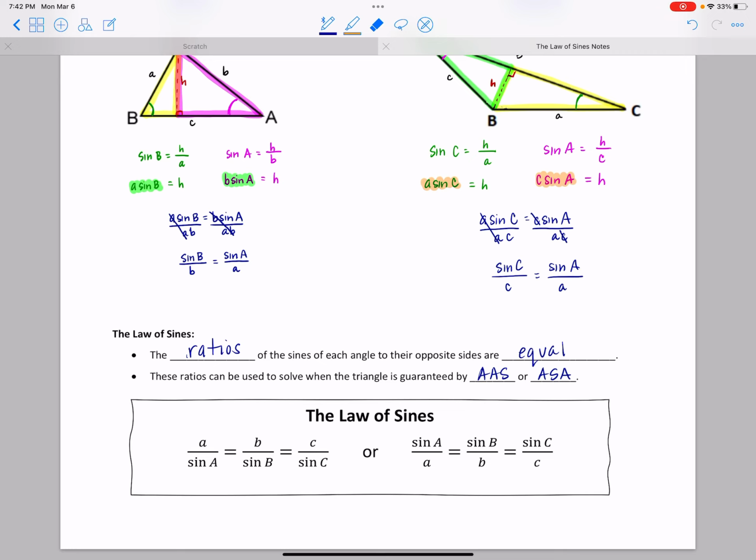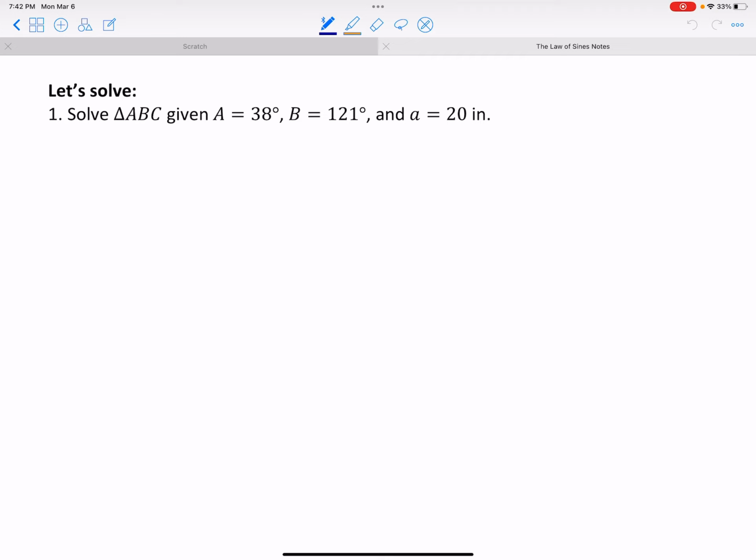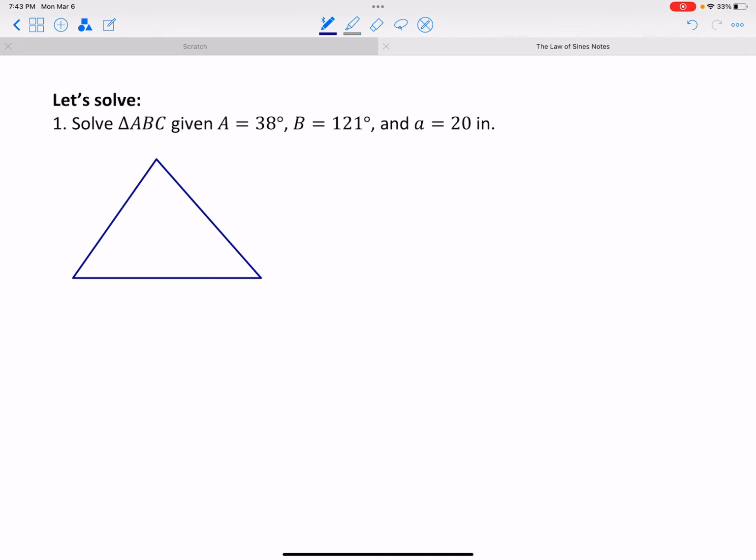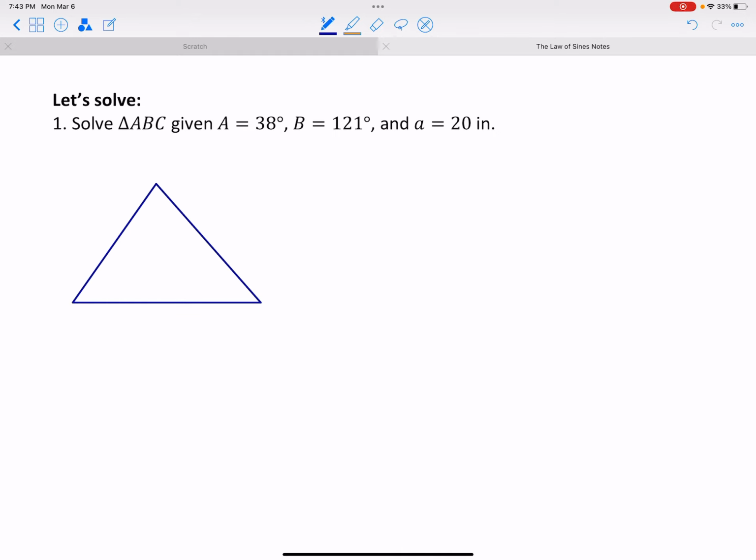Okay, so let's try to use the law of sines to do some solving. For example, we're going to try to solve triangle ABC. Notice, not a right triangle, just triangle ABC, given A is 38 degrees, B is 121 degrees, and side length A is 20 inches. So the first thing I would do is draw this out, because it's not that hard to draw out a triangle, and it doesn't really matter what your triangle looks like as long as it has three sides. And we will label. Again, it doesn't really matter.